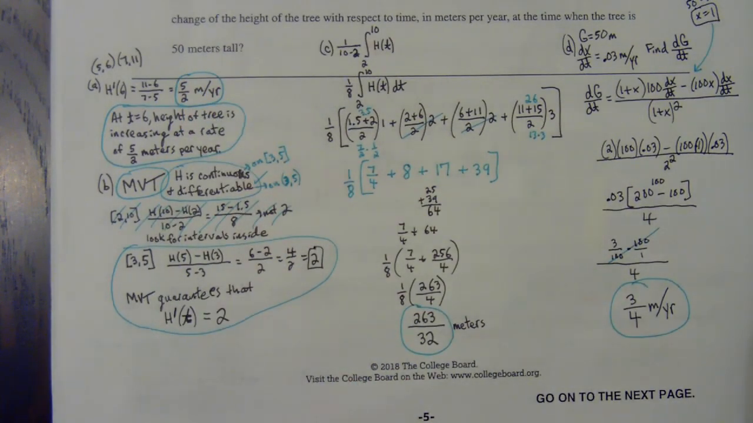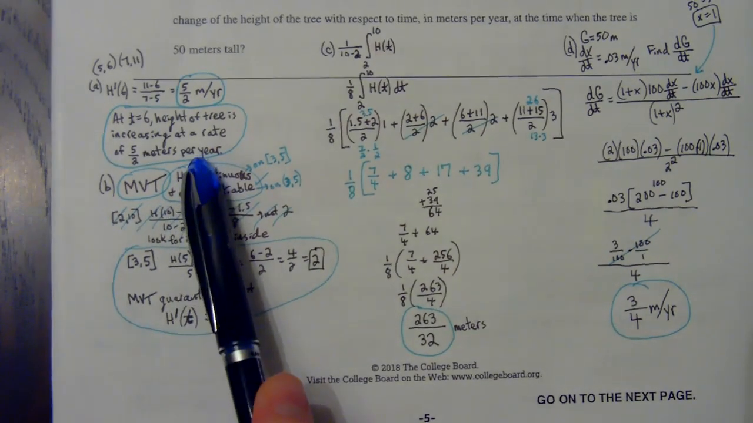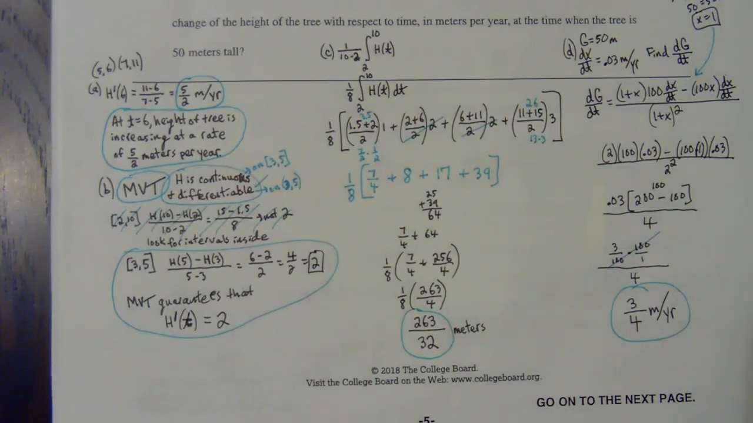It's the derivative, how fast that's changing, and that means that at t equals 6, the height of that tree is increasing at a rate of 5 halves meters per year. So we all know letter A, it's just an easy derivative.